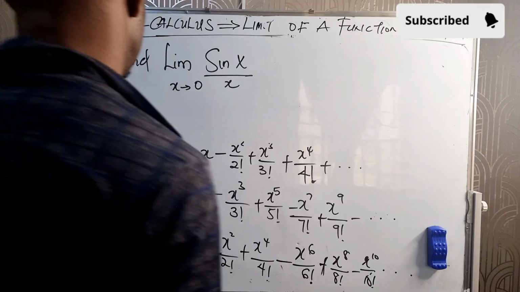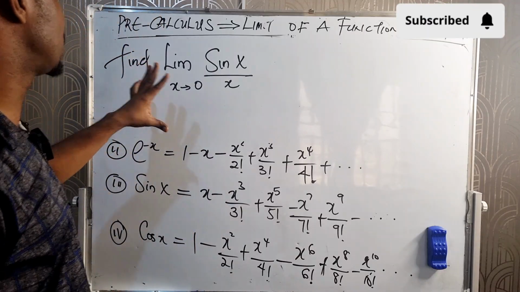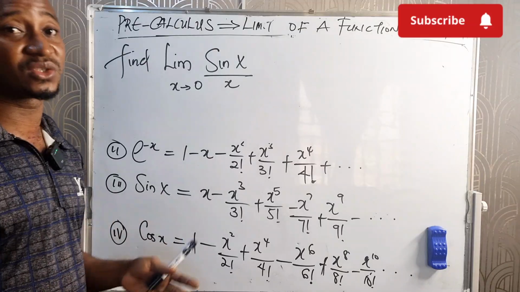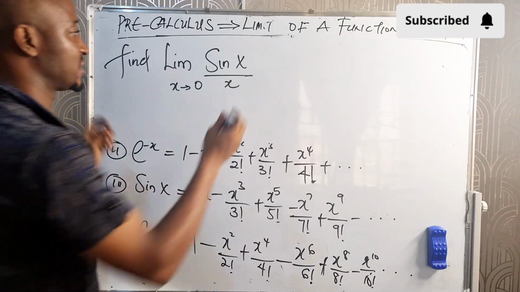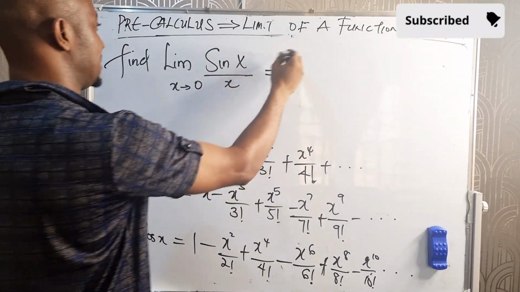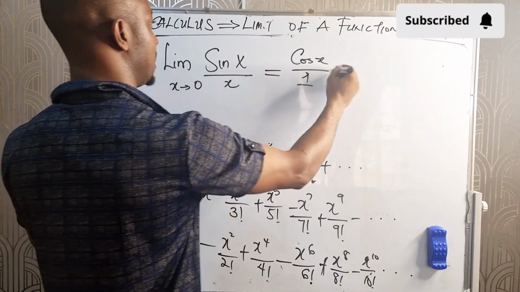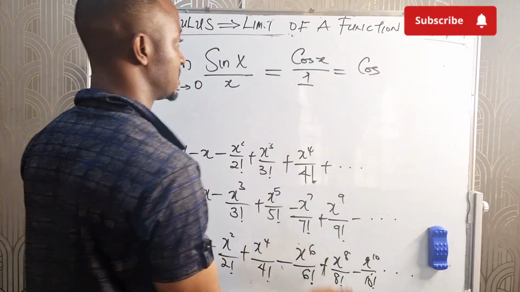Look at this question that says, find the limit of sin x over x as x approaches 0. Like I said, we can use L'Hopital's rule. What we need to do for L'Hopital's rule is differentiate sin x, which gives us what? Cos x. Differentiate x, which gives us what? 1. And that will give us cos x. Is that not? Cos x.